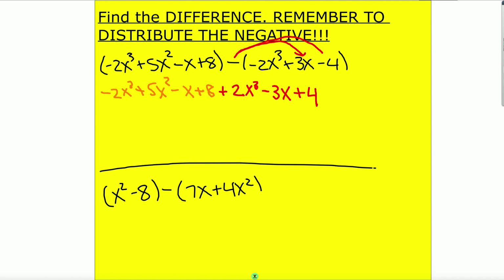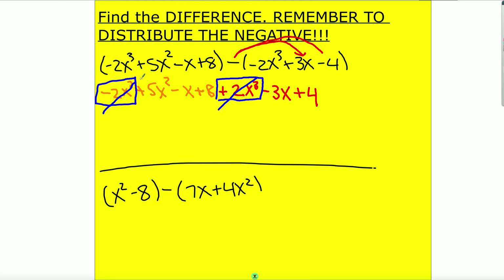So now I would go through and I would combine like terms just like normal. I'm going to start with my highest exponent, which is to the third power. So I have a negative 2x cubed plus a 2x cubed, and so those will actually be 0. Negative 2x cubed plus 2x cubed is 0.